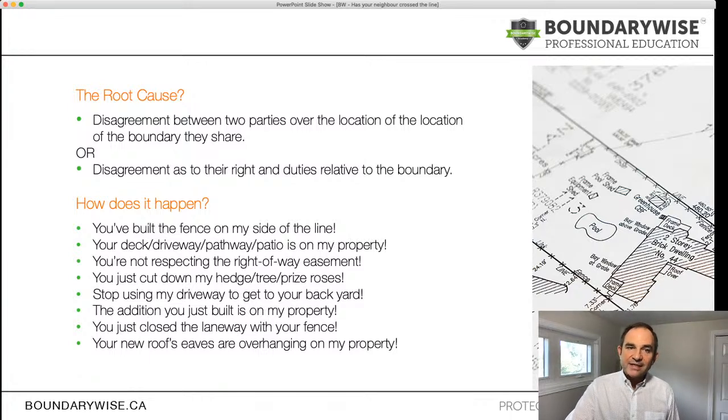The other reason that we find is a disagreement as to property owners' rights, responsibilities and duties relative to that boundary. A lot of times we see that with easements, and easements play a big role in boundary disputes. You might know where the boundary is, you might know that there's an easement, but you don't know where the footprint of the easement is. So you're using the land as if it was yours. Your neighbor's saying, hey, no, that's an easement there. You can't use that land. You can't park your car, your RV, your boat, build a shed, build a fence, whatever it is, on the easement. So that's another reason why boundary disputes come into play.